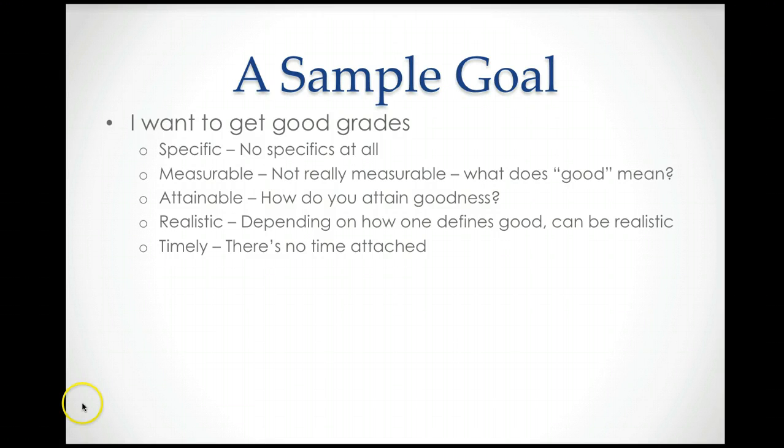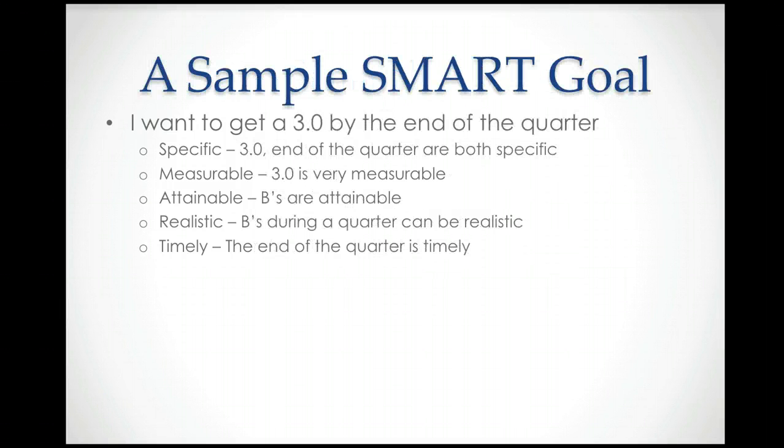So in contrast, let's take a look at a SMART goal, a revised version of our last one. I want to get a 3.0 by the end of the quarter. So if that's the case, is it specific? Well, sure. You have a 3.0, that's a specific number, and it's by the end of the quarter. Those are both very specific things. Is it measurable? Yeah. 3.0, you can just look at your transcript by the end of it or your grades by the end of it and figure out if you have a 3.0.